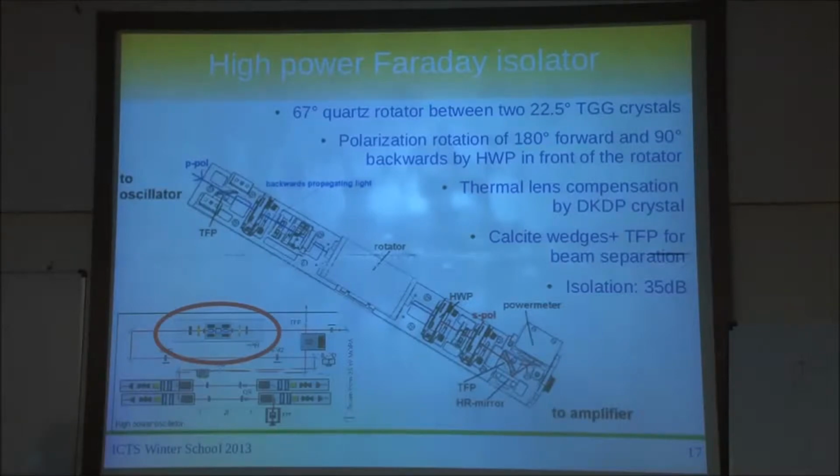Another special thing is that you also have a DKDP crystal in that setup, which is sitting in this mount. And that crystal has a negative thermal lens, so it's cut in a thickness such that the thermal lens, which might be created in the quartz rotator here, is compensated such that you don't have any bad effects from the light which goes through here, except some minor absorption, of course. With that setup, we observe an isolation of 35 dB. So that's a normal thing which we use for LIGO.